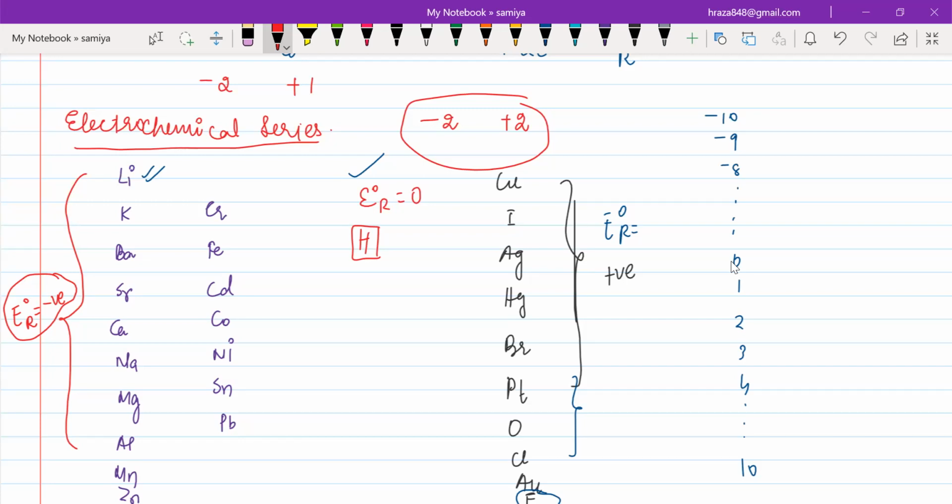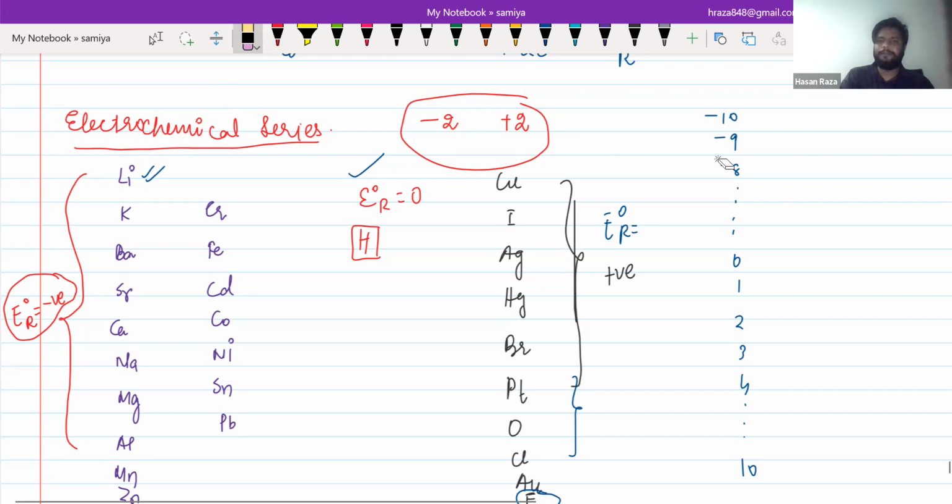Darshan and Samia, please let me know the answer. Which one is greater, +1 or -2? +1. So the positive value is greater. So always remember that if the value of E naught R of any element is greater, that means that element is the best oxidizing agent.